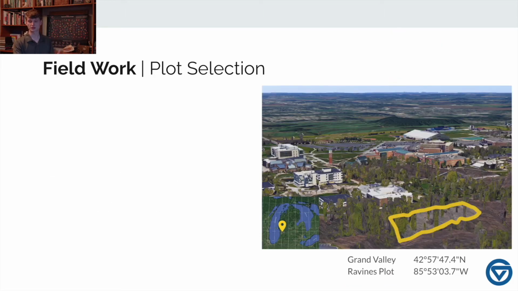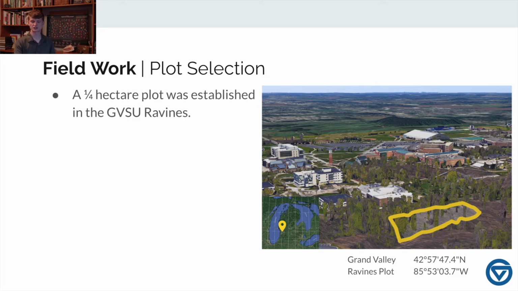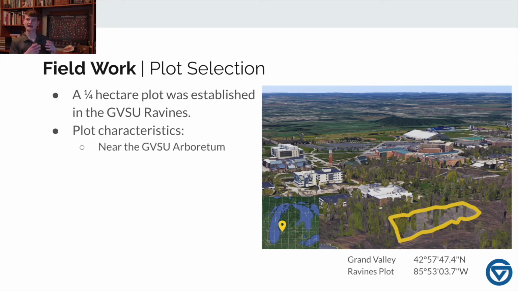So first, our plot selection. As you can see in the image right there, that's my plot at Grand Valley. It's a 1/4 hectare plot in the GVSU Ravines, and a little bit about it. It's actually right near the Arboretum. It's kind of back into the woods from there, but as you can see in the image, that's where it is in relation to the rest of campus. It's 25 meters by 100 meters, so kind of long and skinny, and it's partially on a slope.